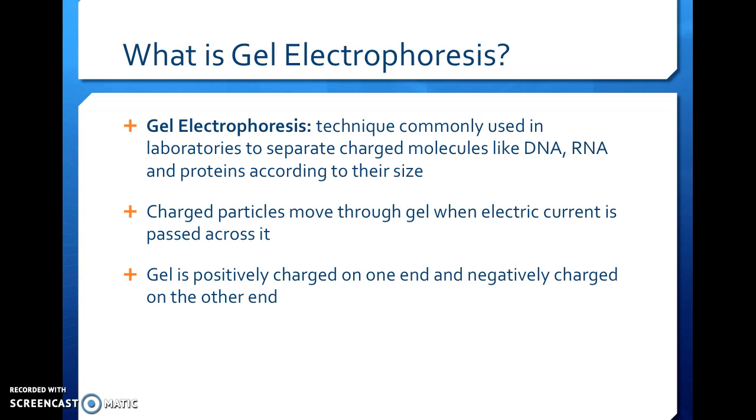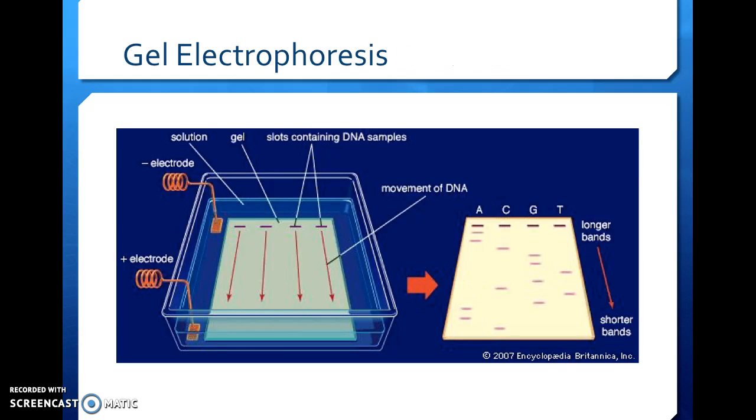The charged particles are going to move through the gel when we have an electric current that passes through it. The gel is positively charged on one end and then negatively charged on the other. That's going to allow the movement of our particles across the gel. So this is a picture here of what a gel electrophoresis system looks like. If you can see, my pointer here has the electrode. There's a negative electrode and a positive electrode on the other side.